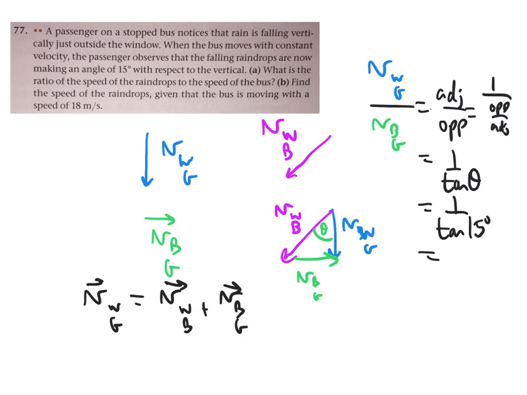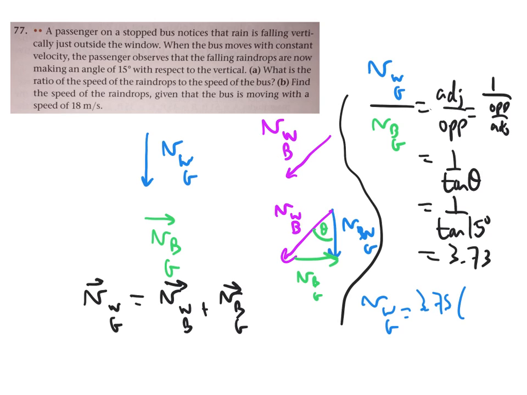And that apparently comes out to be 3.73. So the raindrops are going at something like 3 times the speed of the bus. And then we can just use that ratio: VWG is 3.73 times the speed of the bus, which was 18 meters per second. And so the velocity of the rain is 67.2 meters per second.